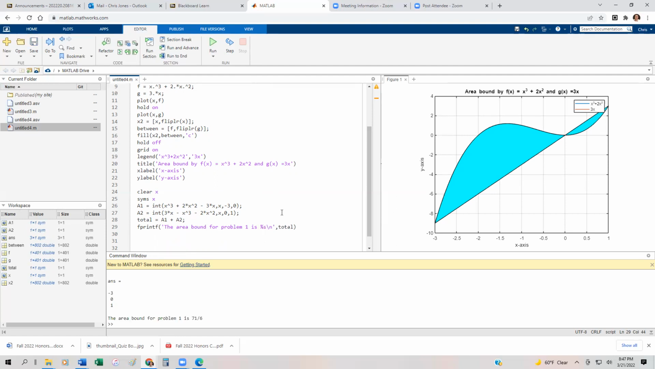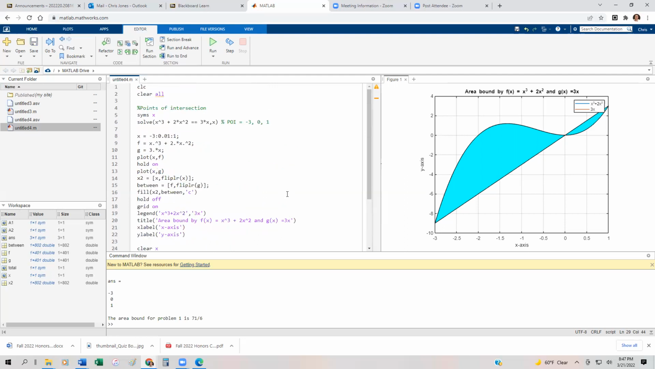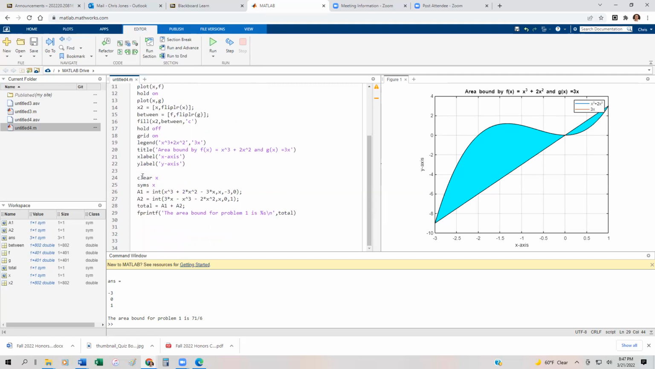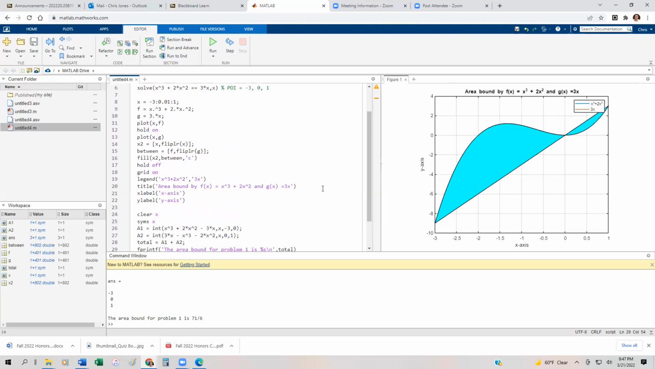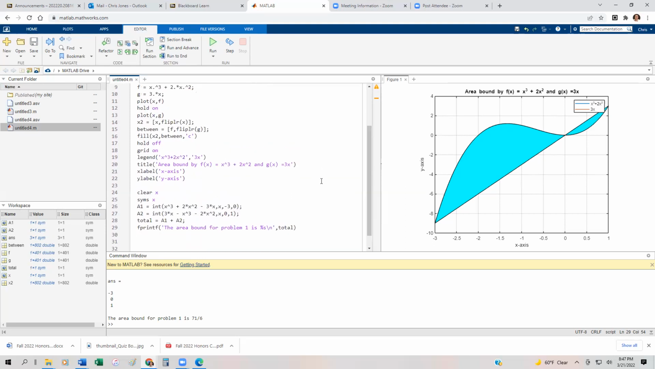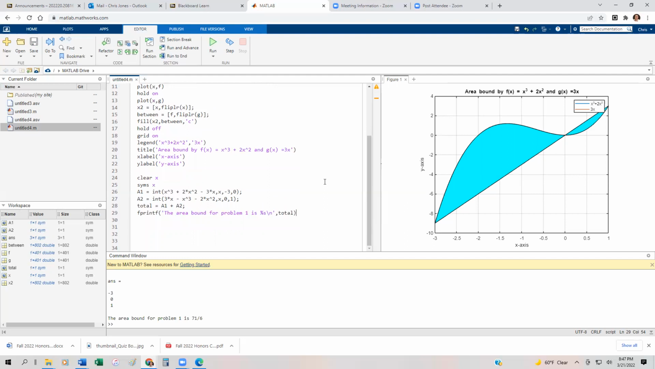This is a really cool little program because now you can actually see what the area is, and we've programmed it so that we can compute the area between the two curves. Hopefully this helps you see how to use MATLAB to get through some of these rote computations. In our next videos, we're going to take a look at a few of the other geometric applications of our integrals.